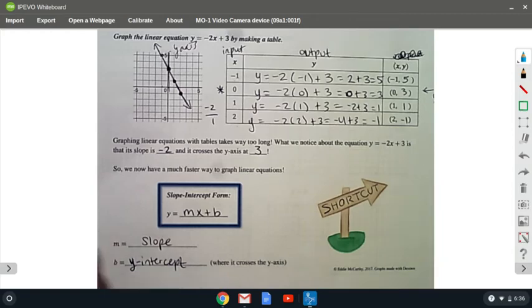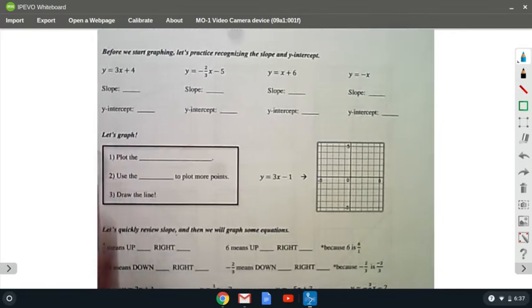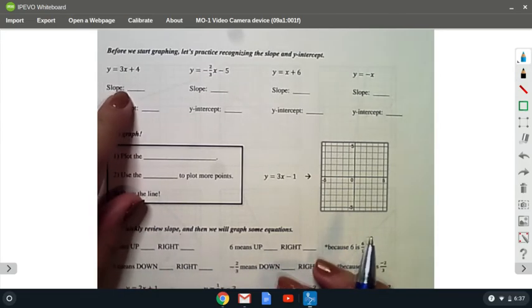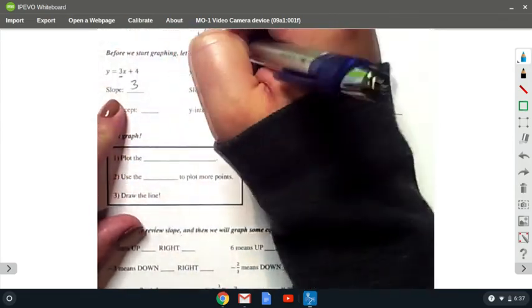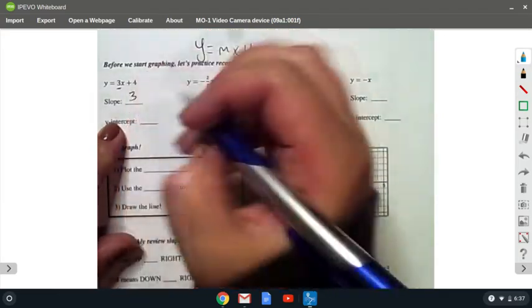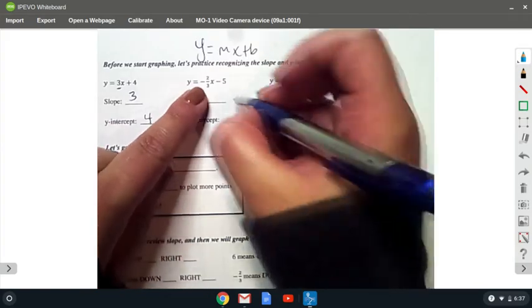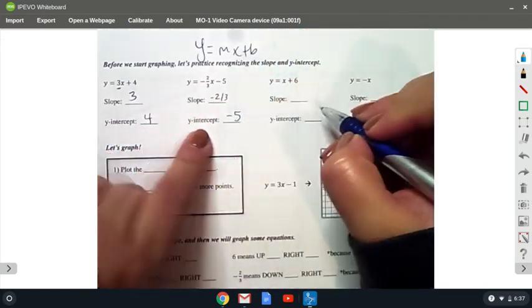I'm going to flip my page now. So if I'm looking at this, the first thing I want to be able to do is identify the slope and the y-intercept. The slope here would be 3. Remember, it's this form, y equals mx plus b. My y-intercept would be the 4. My slope here would be -2 over 3. My y-intercept would be -5.